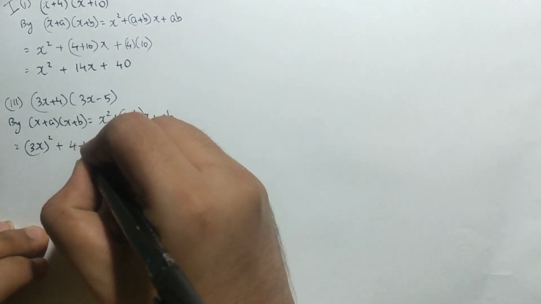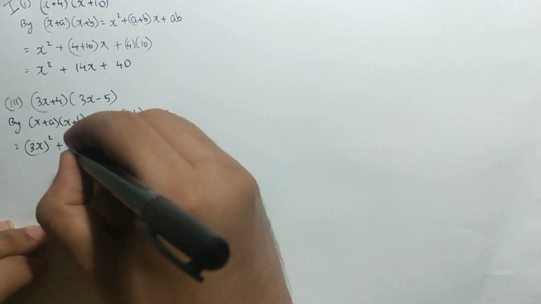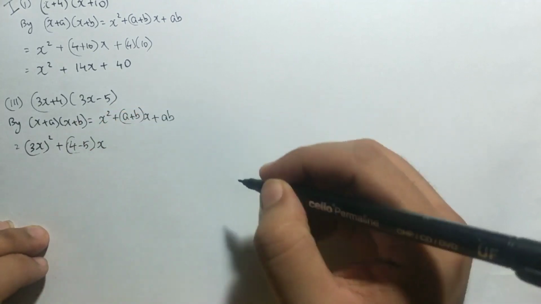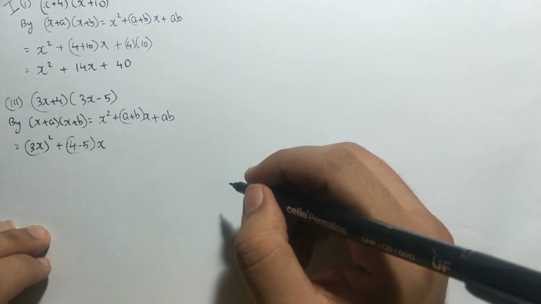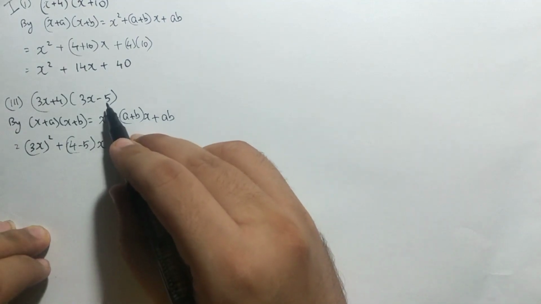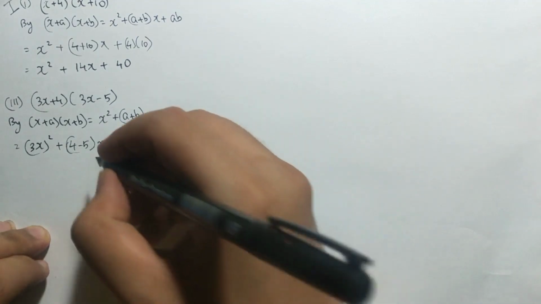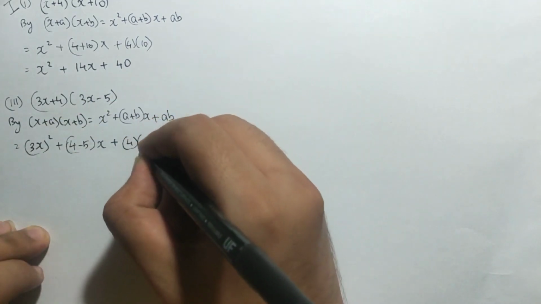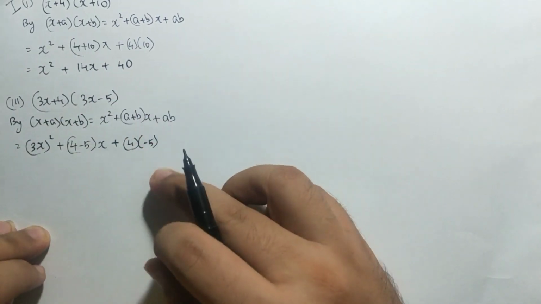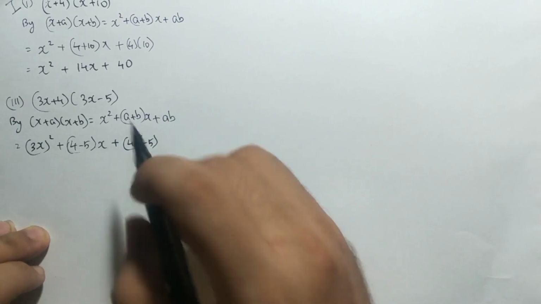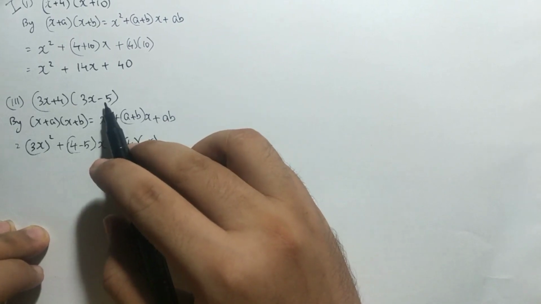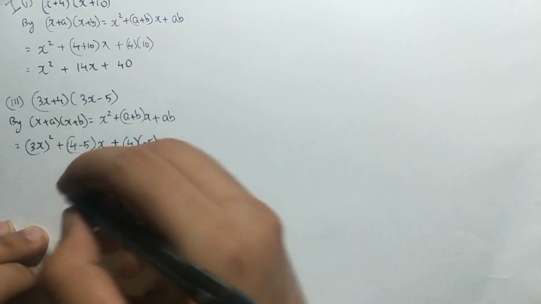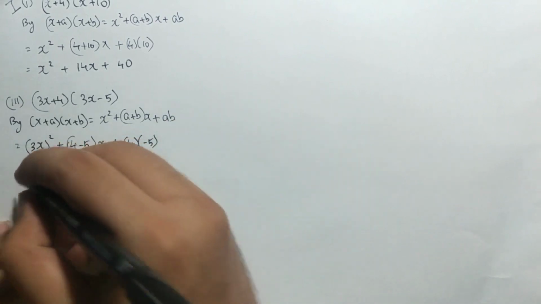So in the bracket it will be 4 minus 5 into the first term, that is x. Why 4 minus 5? Because b was minus 5 in this question. Plus 4 multiplied by minus 5. Wherever the b is required, the b over here is minus 5. Don't consider this to be positive 5. Sign has to be considered.